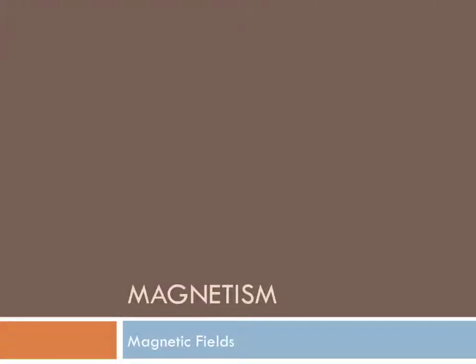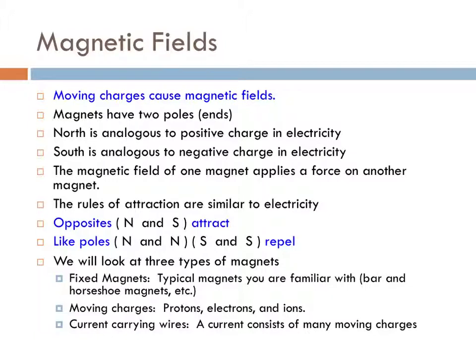This video covers Magnetism 1, Magnetic Fields. So, a couple of basics about magnetic fields. Moving charges cause magnetic fields. Magnets have two poles, like, you know, that north is analogous to a positive charge in electricity, and south is analogous to a negative charge in electricity.